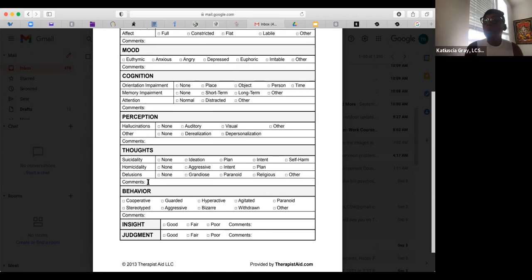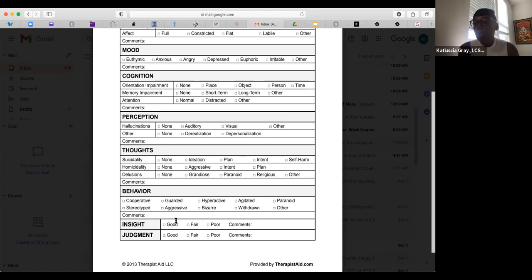We want to know a little bit about their thoughts. I'm sorry, we did that. We want to know a little bit about their behavior. Were they cooperative? Were they guarded? Were they hyperactive? Were they agitated? Were they paranoid? We want to know all of this information. And then we want to close it up with, how was the insight? Was it good? Did they have good insight as to why they came here, right?